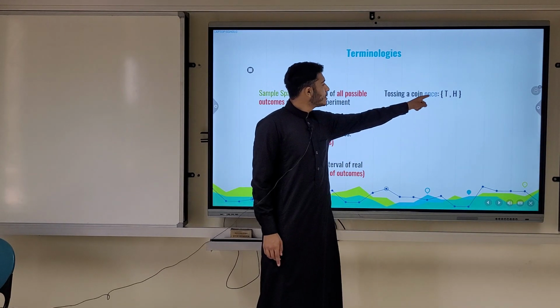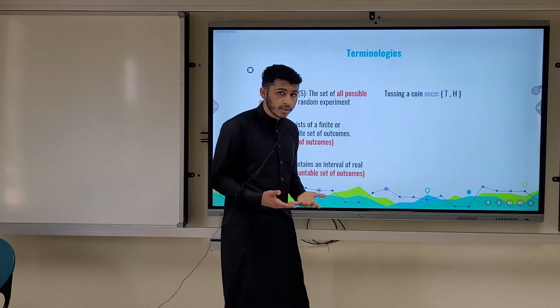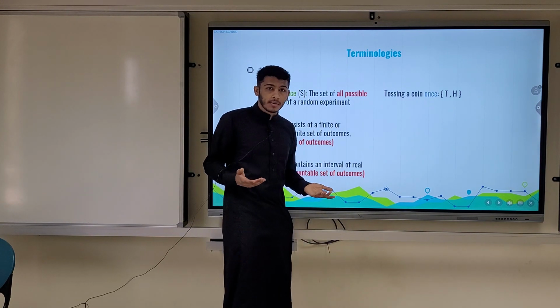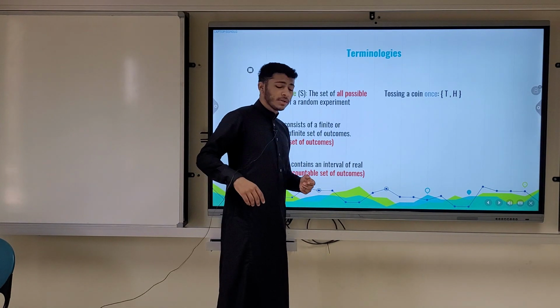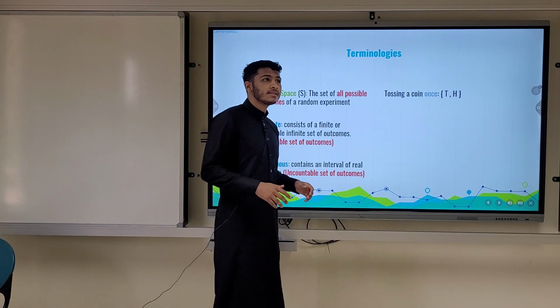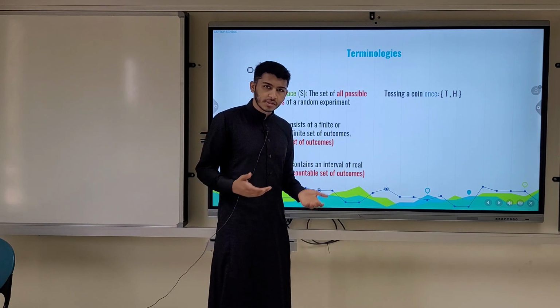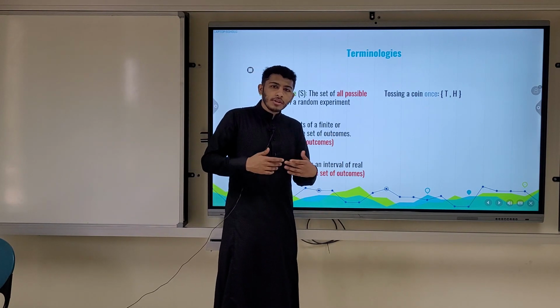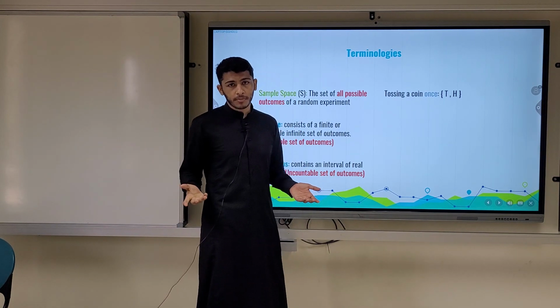Bear in mind that I have highlighted the word once here, because if you toss the coin twice or thrice or multiple times, you're going to have different sample spaces, and we're going to see them. Now let's have a different experiment here. Let's say that we have a bag, and this bag has cubes in it. Each cube is a different color. So our random experiment is reaching inside the bag and pulling out a cube from the bag.